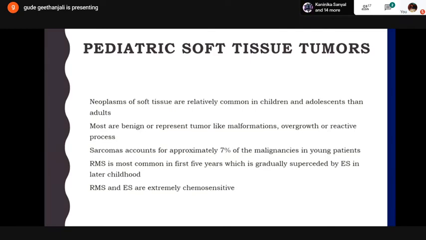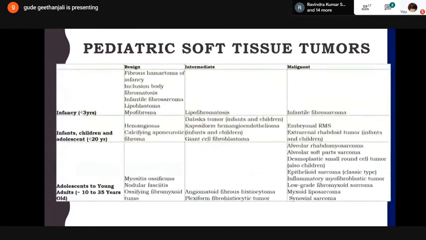In pediatric soft tissue tumors, it is very important to give a proper definitive diagnosis because the treatment regimen is very specific for some tumors, like rhabdomyosarcoma, which is the most common sarcoma in the first 5 years of child age group. It is extremely chemosensitive. Even the Ewing sarcoma, which is common later in childhood, is extremely chemosensitive.